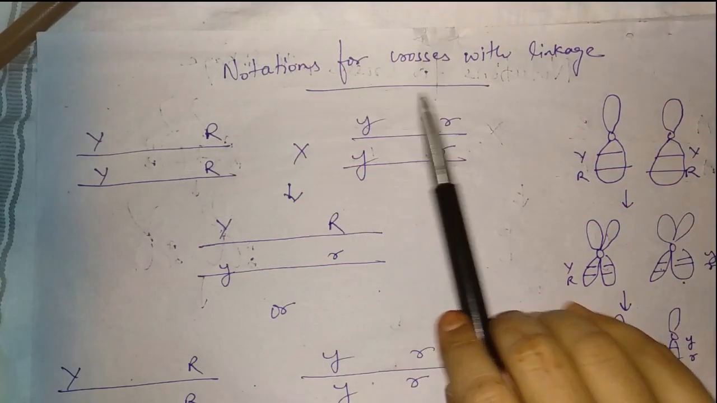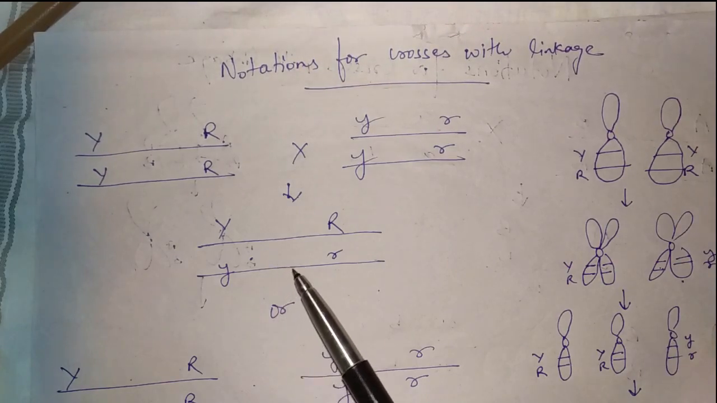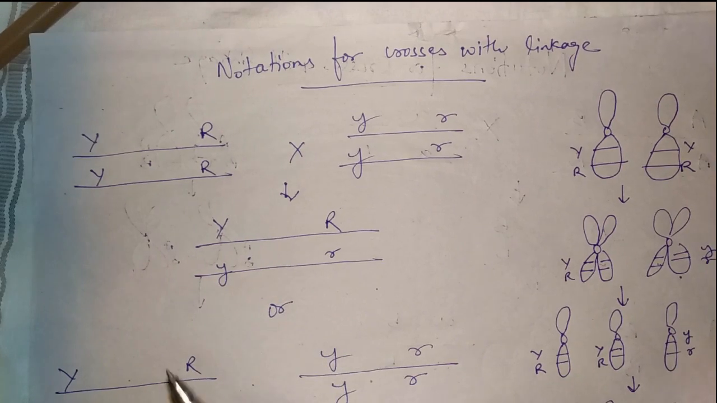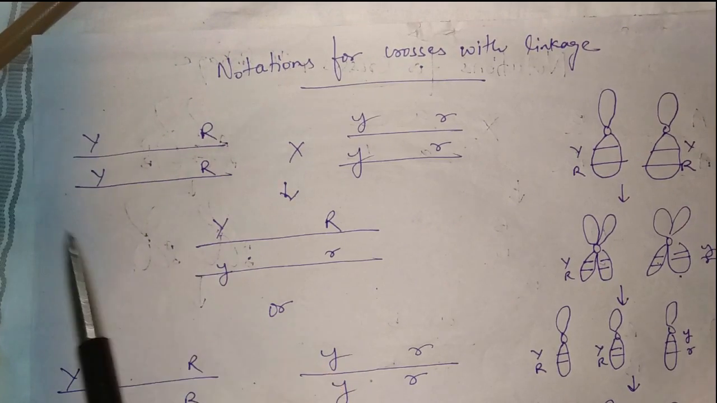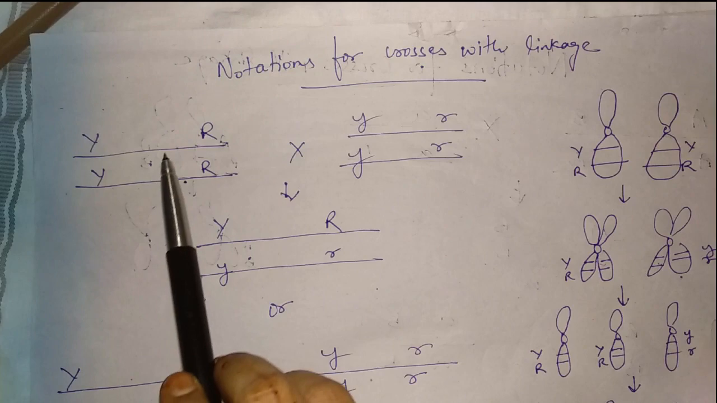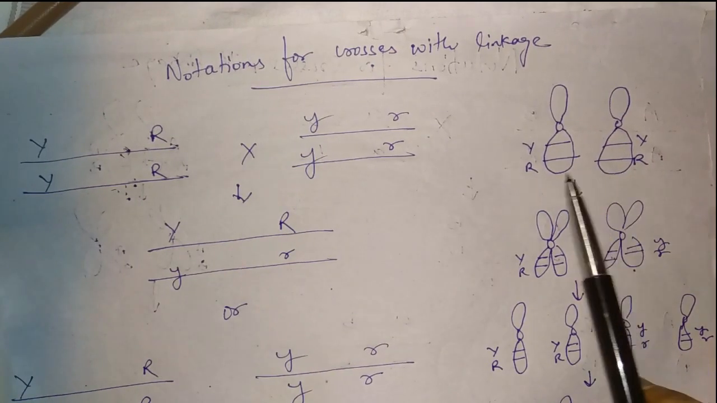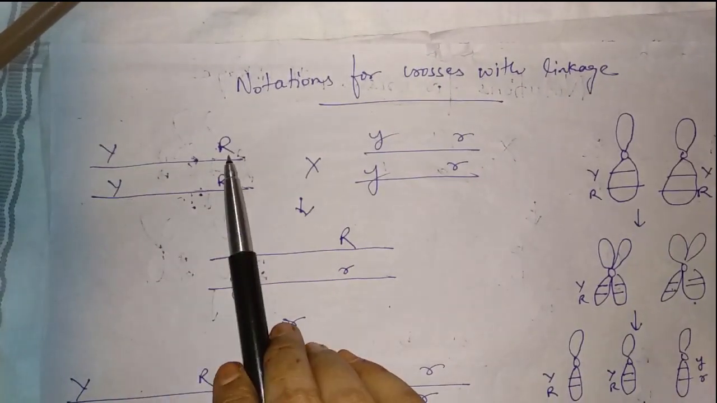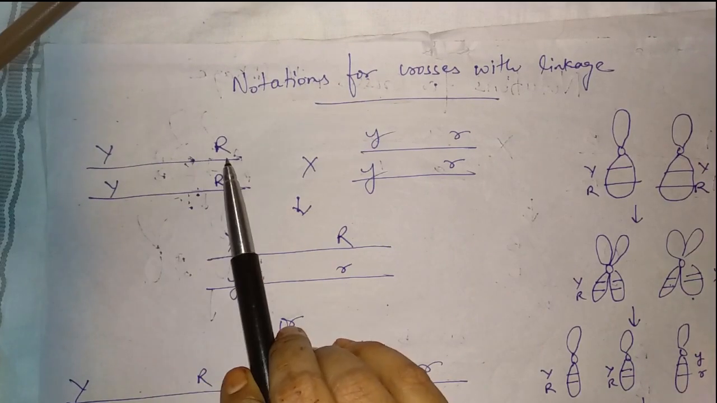Now let's see notations for crosses with linkage, as in the next video we will see inheritance patterns of linked genes, and it is very important to understand how linked genes are represented. Linked genes are represented with the help of lines. This line represents one chromosome and this represents another chromosome which is homologous to this one. So these both are homologous chromosomes. Similar to this, these both chromosomes are represented in this way. And here gene Y and gene R are written in this way. That means they are linked. So gene Y and gene R are linked.